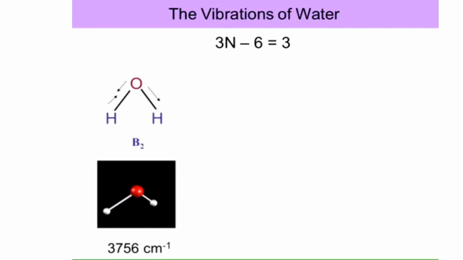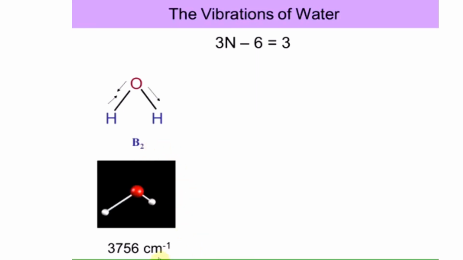Anti-symmetric with respect to that principal rotation axis. So notice we have this lopsidedness. So if we did a C2 rotation, the vector that's stretching out would be compressed on the other side and vice versa. So this is lopsided stretching nature. And this B2, this anti-symmetric stretch, occurs at 3,756 wave numbers.